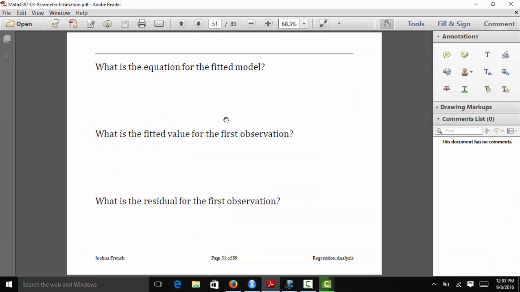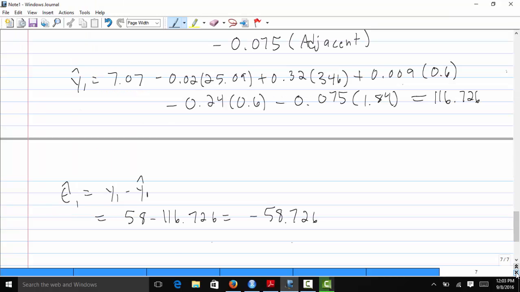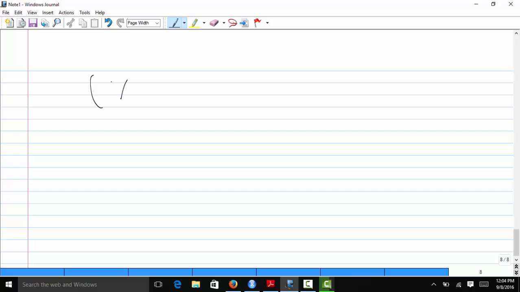So one of the things that's good to be able to do is to do these computations manually. In other words, if you didn't have R to automatically do this for you, would you be able to obtain these results on your own? So what we're going to do here is look at how to compute this just using basic matrix algebra. To do that, we need to obtain our x and our y, because what we need to do is get our estimated coefficients, so we need to obtain x transpose x and x transpose y.